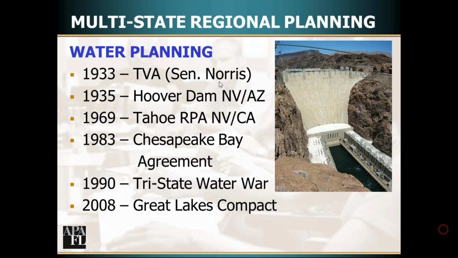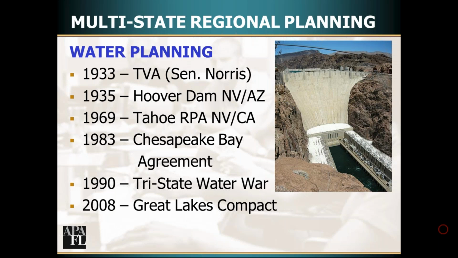Senator Norris is here because he basically sponsored the legislation to create TVA. He was from Nebraska, which was outside the TVA area, but he sponsored it, and unfortunately, he's come up a couple times on the exam, having to know that Senator Norris sponsored TVA.